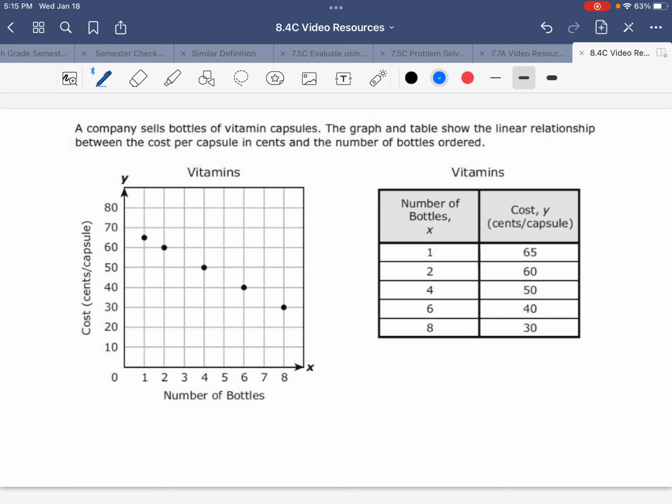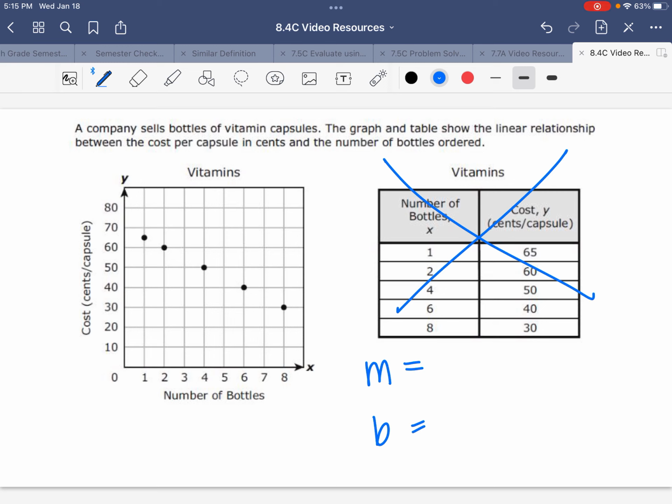So here we have a graph and a table, which both represent the same linear relationship, where the company is selling bottles of vitamin capsules. The graph and the table show this linear relationship between the cost per capsule in cents and the number of bottles ordered. So we want to be able to identify the slope and the y-intercept, but also what they mean. And for today's case, we're not going to be looking at the table because our focus is on graphs.